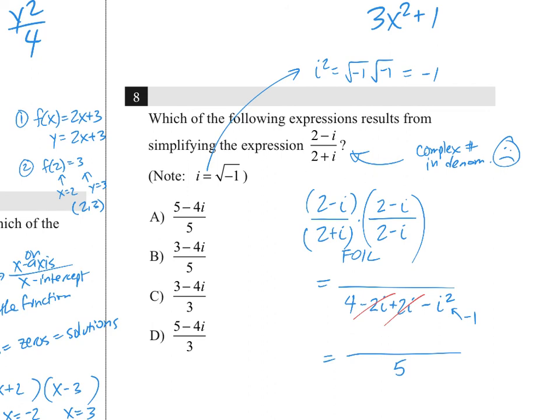And then on top, we have to do some FOILing as well. Again, 2 times 2 is 4. This time, the i terms from the outer and the inner are not going to cancel out, because it's minus 2i minus 2i. And then the last term is going to be plus i squared. And again, if we see i squared, we have to replace it with negative 1. So this will be 3 minus 4i over 5. And that means the final answer is B.